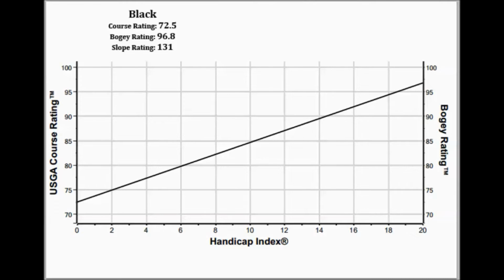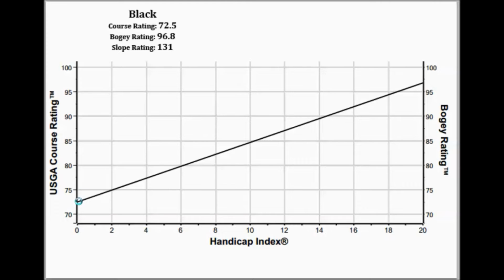Now let's take a look at our graph. We've got the course rating on the left, which is also the scratch rating. We've got the bogey rating on the right, and then along the bottom we have the handicap index of our golfers. The first course we're going to look at as an example is the black course, and you can see that the black course up at the top has a course rating of 72.5, a bogey rating of 96.8, and a slope rating of 131.